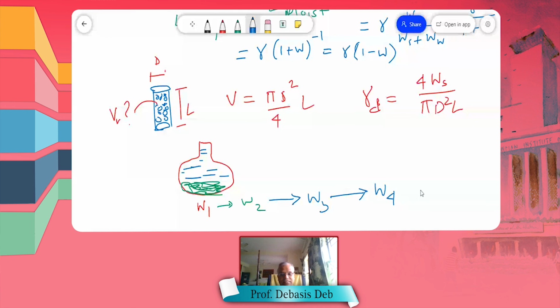So is that clear? The 4 weights. W1 is the empty bottle, W2 is with the sample, W3 is sample plus water, W4 is only water. These are the 4 weights we have to take, and these weights are mostly in gram, because the sample bottle is hardly 50 ml.